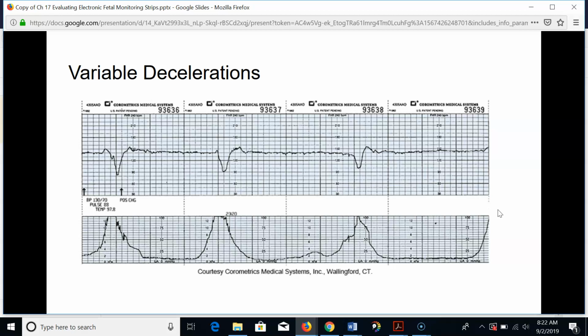When looking at the EFM, variable decels are either a V or W in shape. Remember, V for variable. They are abrupt down and abrupt back up. This is usually less than 30 seconds in duration. This can happen with a contraction or when they appear without regard to contractions.